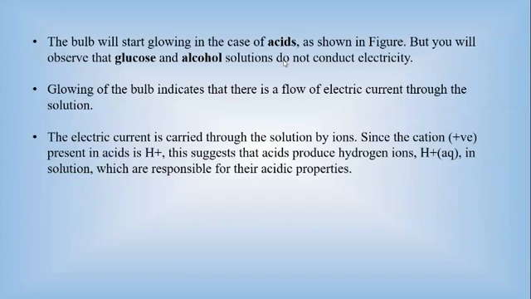See, hydrochloric acid. The formula is HCl. So in this case, what happens? There is H+ ion, that is H positive charge, Cl negative charge. So H+ ion was responsible. So that H+ ion, what is it? It is the acidic property. It is the characteristic of the acid. So these acids produce hydrogen ions, that is H+ ion, which is a positive charge. So because of that, the bulb was glowing.